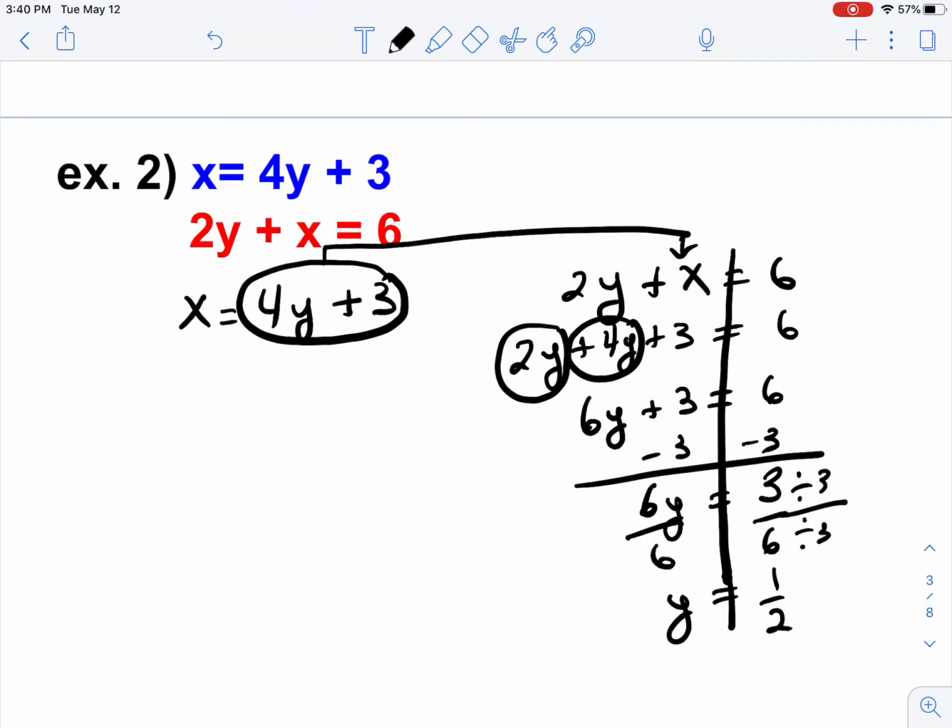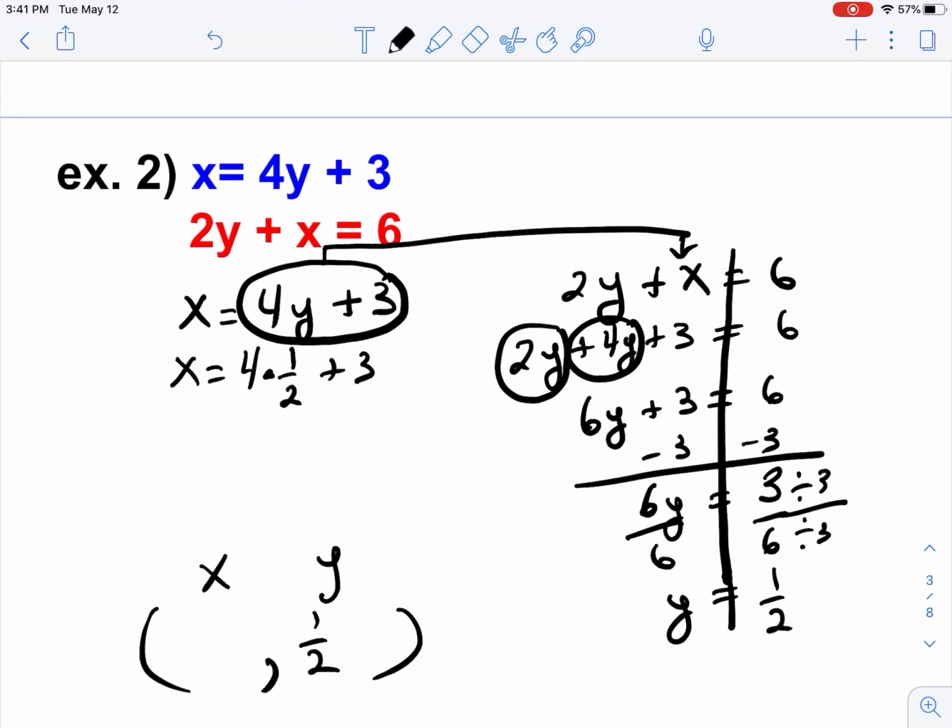That gives you 1/2. Okay, let's take that 1/2. That's part of our answer. Remember, we're looking for a coordinate, so we just found out the y coordinate is 1/2. Let's go substitute 1/2 into the other equation. So we get x is equal to 4 times 1/2 plus 3. So we have to do the multiplication first.